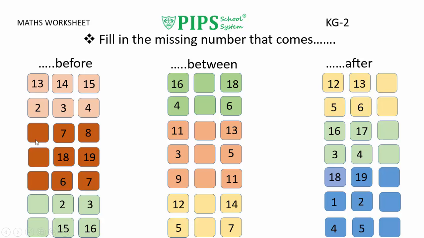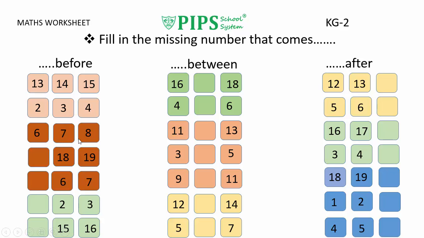Let us find the number which comes before 7. Start counting from 1, 2, 3, 4, 5, 6, 7. 6 comes before 7. Now we will write the number 6 in the empty box like this. KG2 students, read with me.